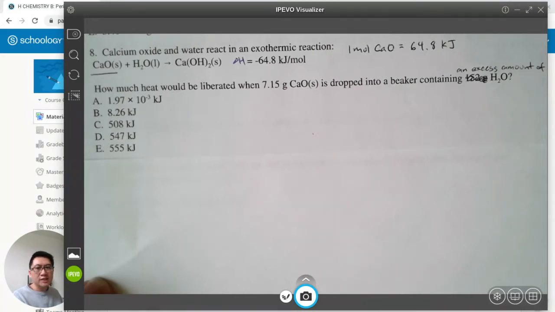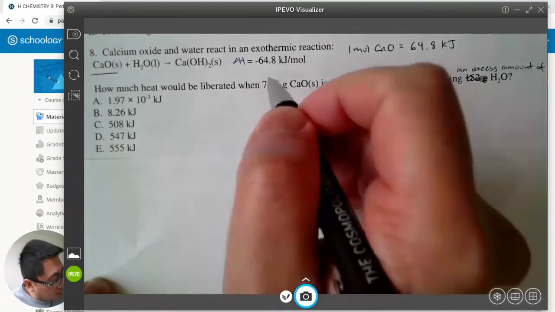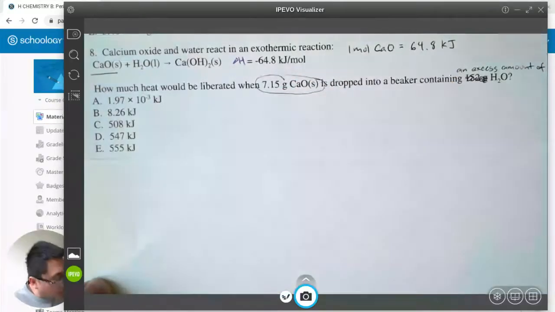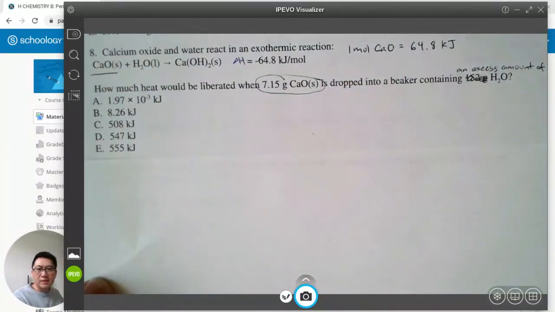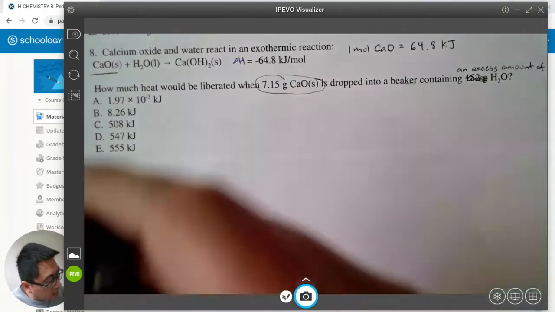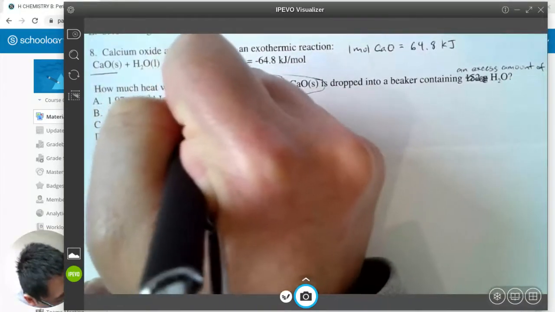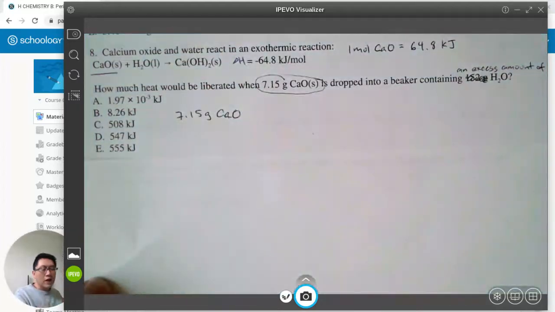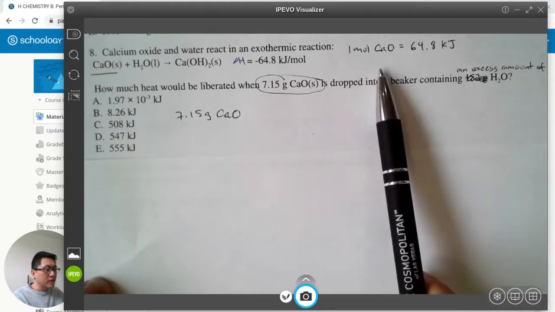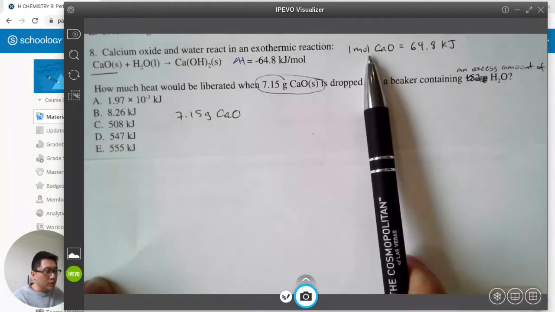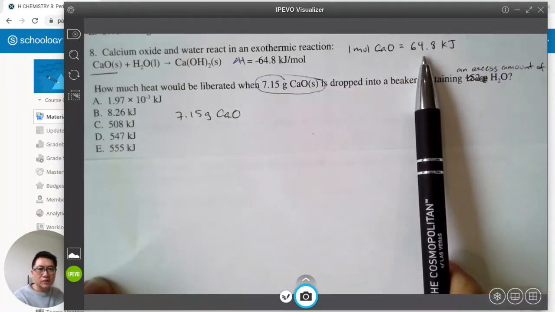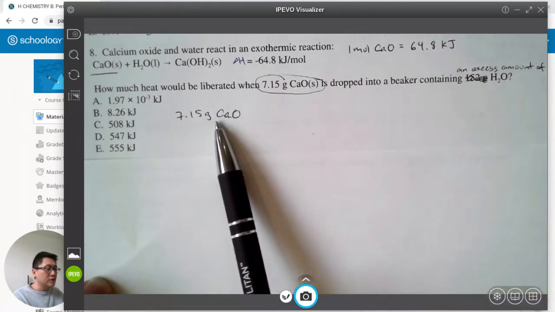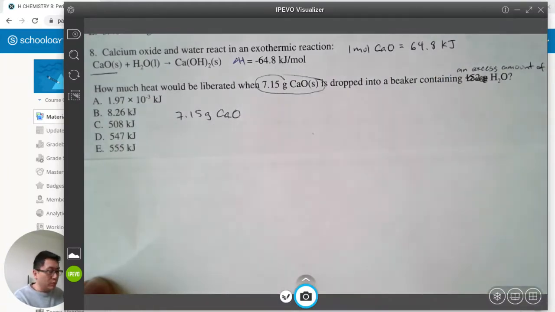This question says, well, what am I given? I'm given 7.15 grams of calcium oxide. That's my given. Let me start that. 7.15 grams of calcium oxide. I want to know how much heat is given off in kilojoules. Well, if this is moles of calcium oxide, that's easy because 1 mole of calcium oxide is 64.8 kilojoules of heat. So if this was moles, it would be 7.15 times 64.8. But this is not moles.